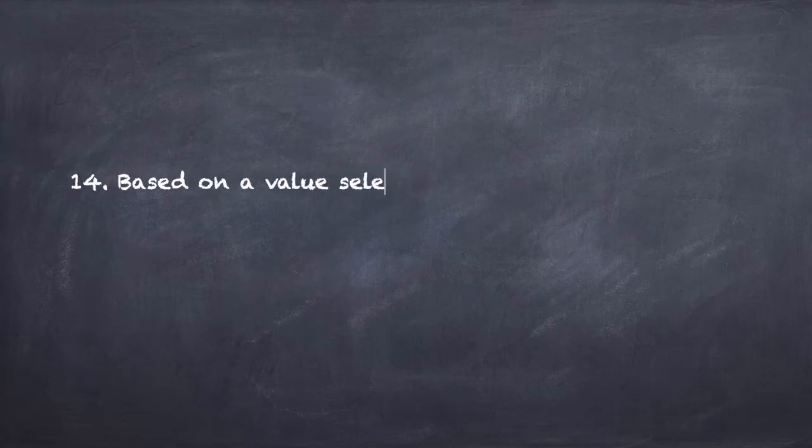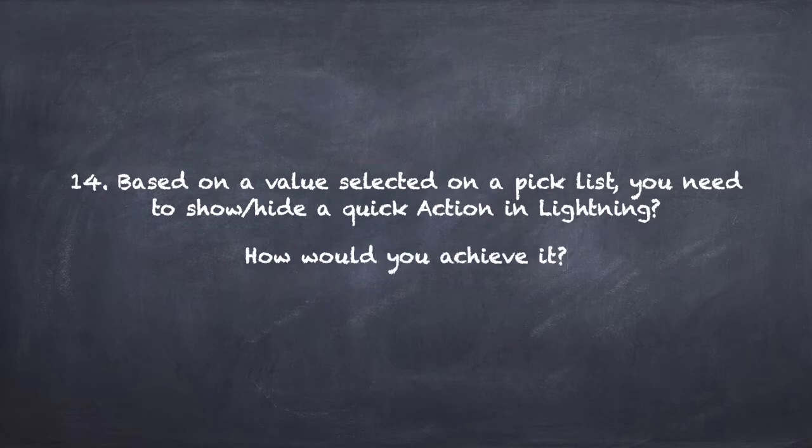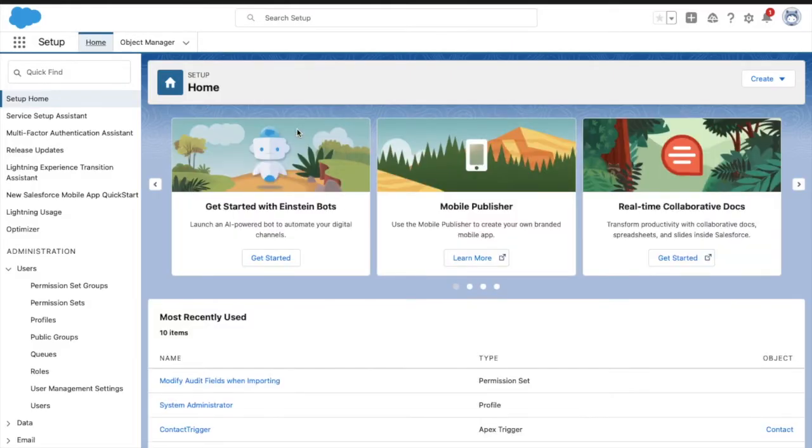All right, so the next question is, based on a value selected on a pick list, you need to show or hide a quick action in Lightning. How would you achieve it? Question talks about how can you show or hide a quick action based on a certain value on a particular field for a record, right? So let's say for an example, I want to show the delete button on the account record detail page only if the annual revenue is less than 50,000, right? How do we achieve that?